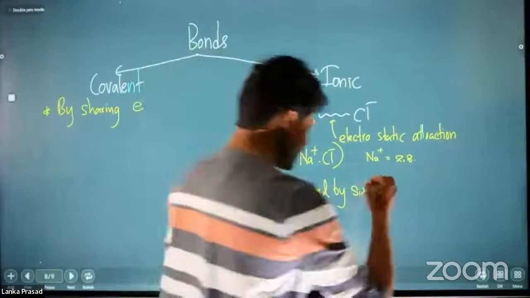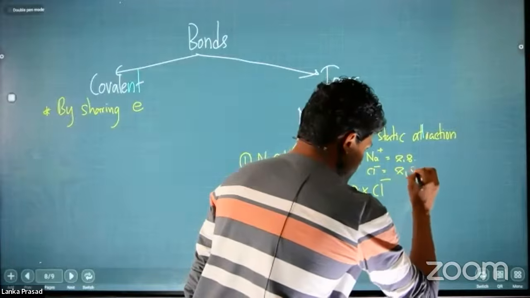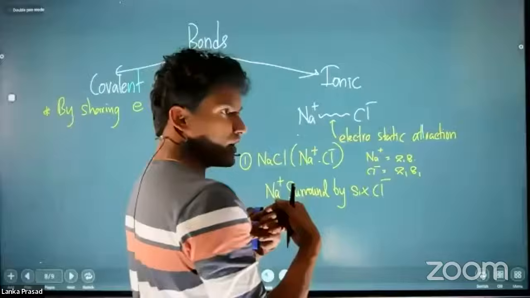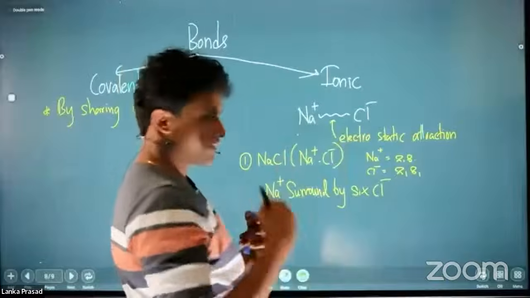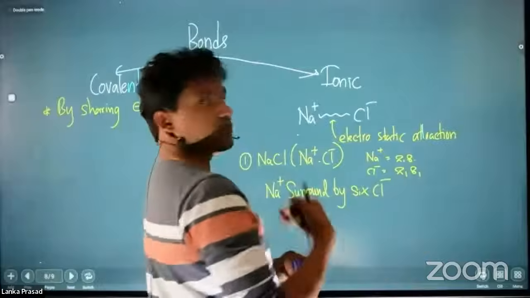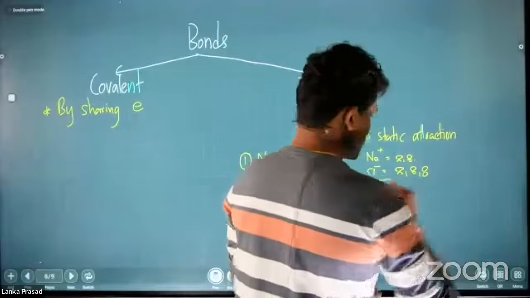Yes. Right. Cl minus. The configuration is 2, 8, 7. That's okay, but it got minus. How did it get minus? By accepting one electron. Previously it's 2, 8, 7. After accepting one electron, it's 2, 8, 8. Got it?